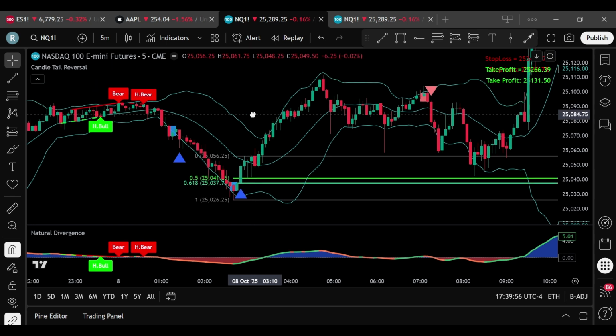So that's pairing the candle tail reversal with the natural divergence. Again, both these indicators have many different confirmations you can use, multiple facets and features to build a great strategy with, and they pair very well together to help catch tops and bottoms and really get in the move at the start of a new trend.